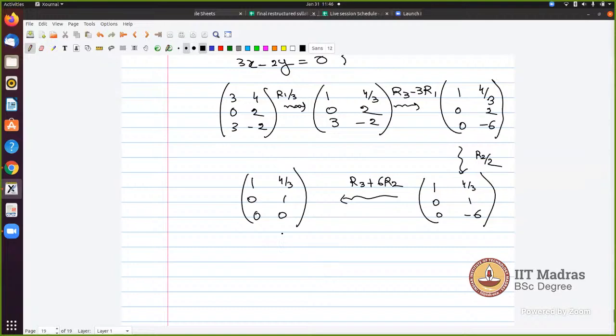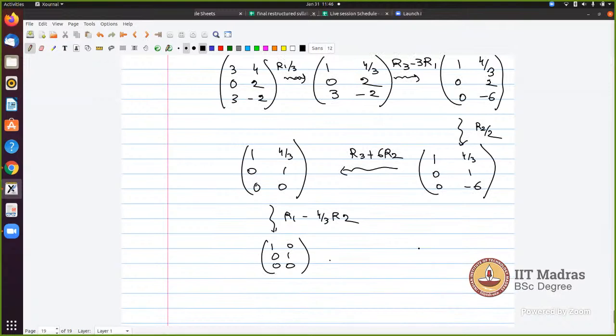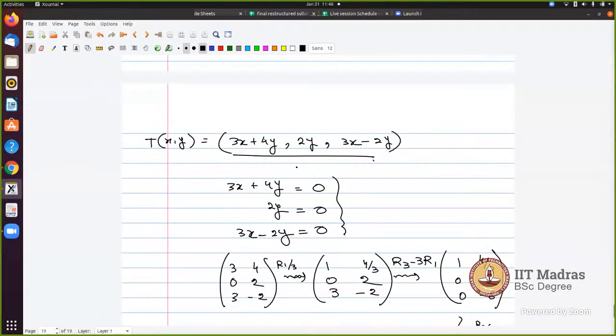This is enough, but if we want to make this 0, then we do R1 minus 4 by 3 R2. So 1, 0; 0, 1; 0, 0. So the solution is x equal to 0 and y equal to 0. Right? So this is the only solution. So this is injective.